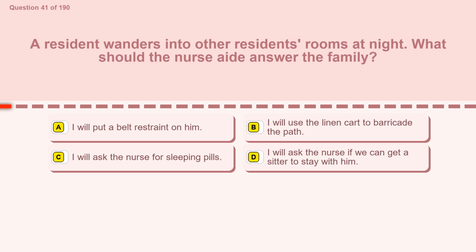Question 41. A resident wanders into other residents' rooms at night. What should the nurse aide answer the family? Option A, I will put a belt restraint on him. Option B, I will use the linen cart to barricade the path. Option C, I will ask the nurse for sleeping pills. Option D, I will ask the nurse if we can get a sitter to stay with him.